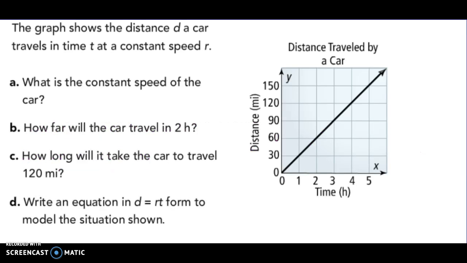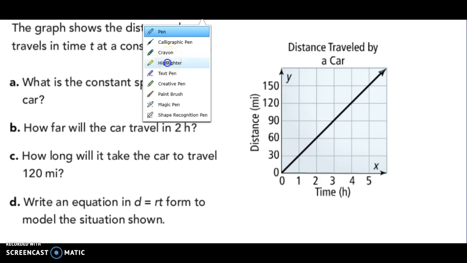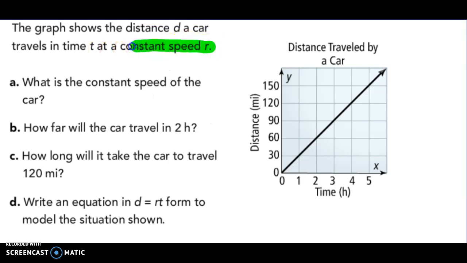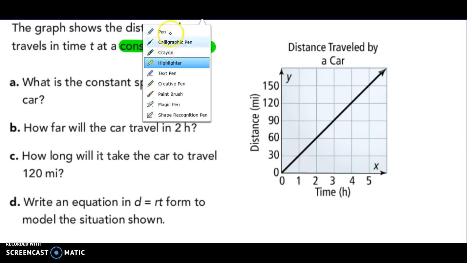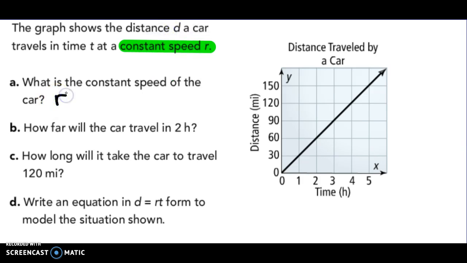So the first example says the graph shows the distance d a car travels in time t at a constant speed of r. The first thing they want us to answer is, what is the constant speed of the car? Well, here we identify that our constant speed represents our r value. So our labeling for this portion is going to deal with r. The constant speed is also identified as our slope.